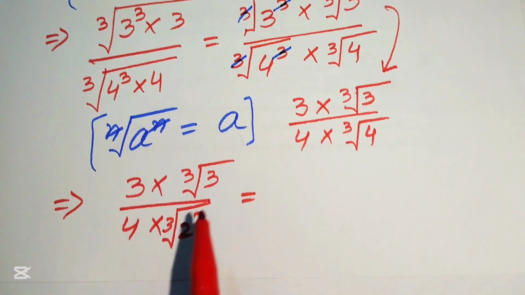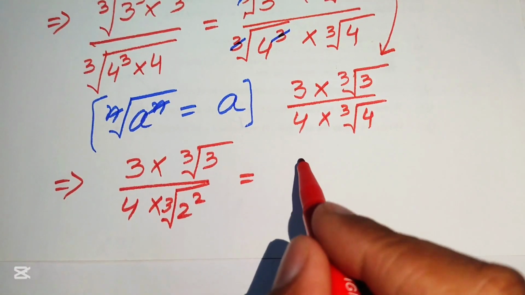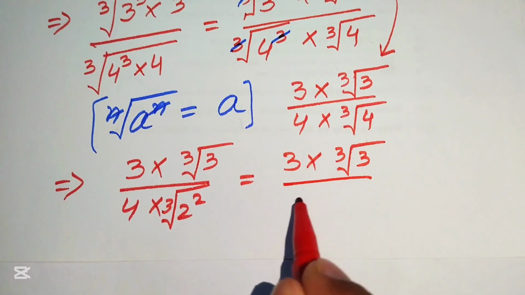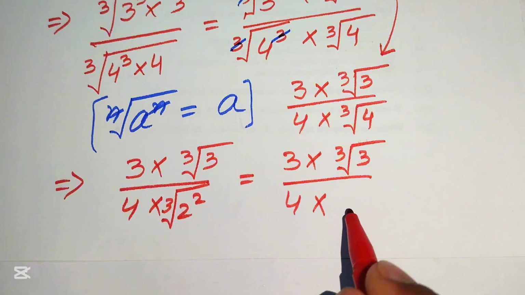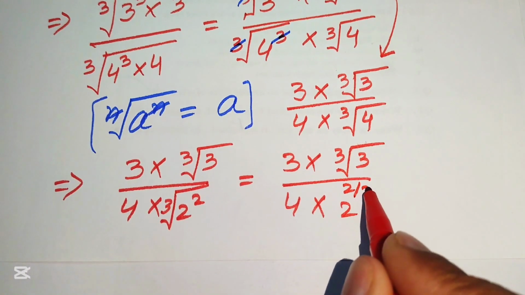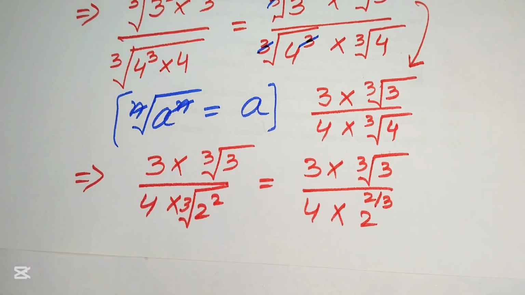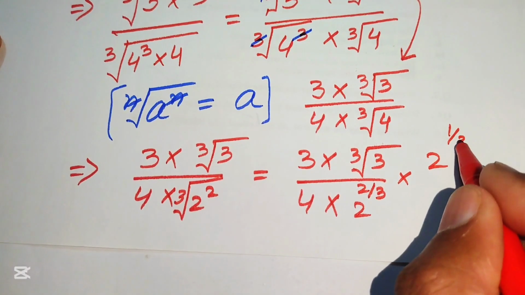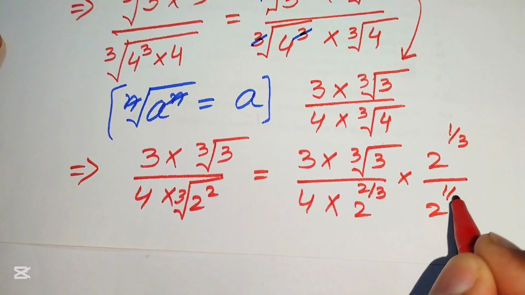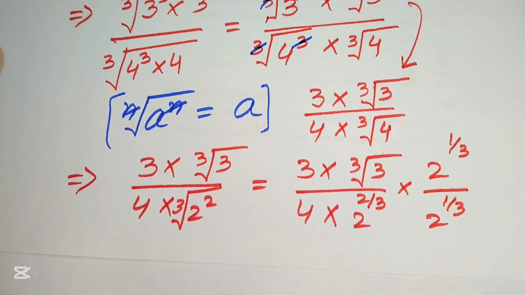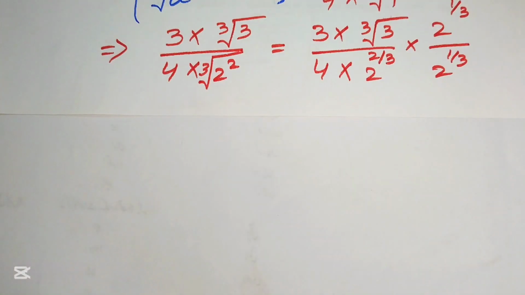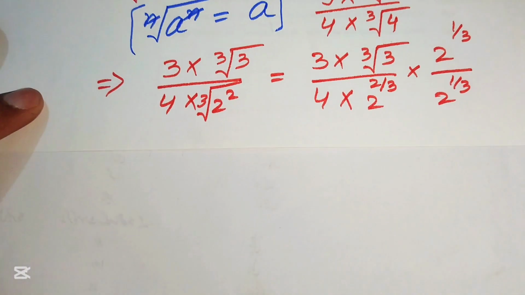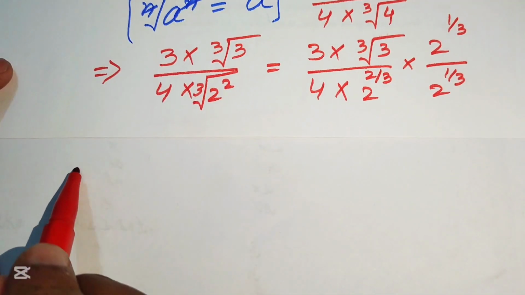Okay, so here when you convert this radical form to exponential form, we write it as 3 times the cube root of 3 divided by 4 times, we write this term as 2 to the power of 2 over 3. Okay, so after this step, here we need to multiply and divide by 2 to the power of 1 over 3 in this way. Okay, we write 2 to the power of 1 over 3 and also divide it by 2 to the power of 1 over 3. And after this step, we rewrite this expression in this way.